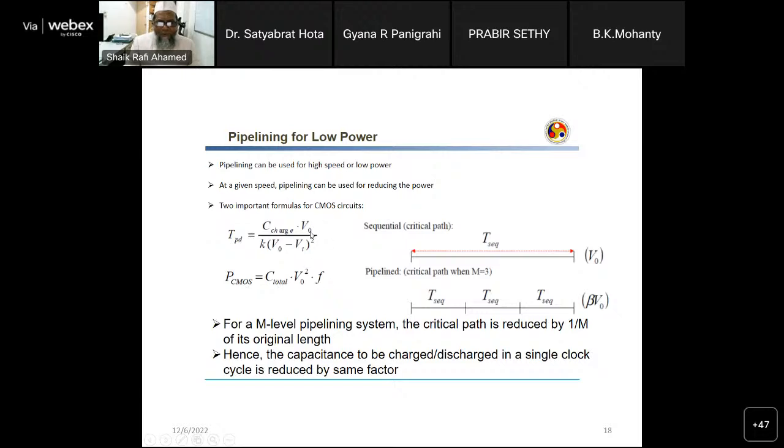These are two famous formulas. This C charge is the total amount of the charge capacitance along the charging path, that is the critical path. And V0 is the supply voltage, Vt is the threshold voltage, K is a parameter which depends upon CR.